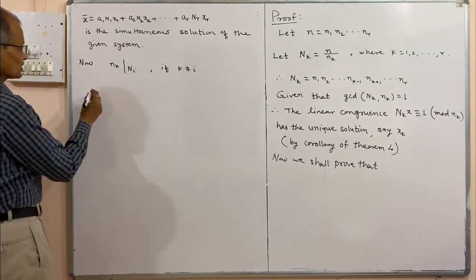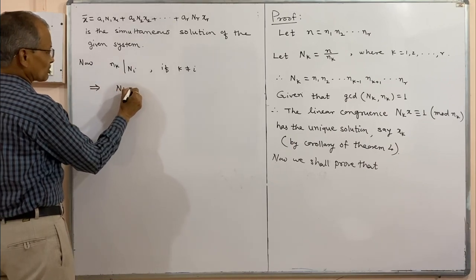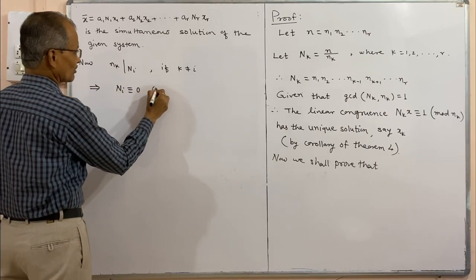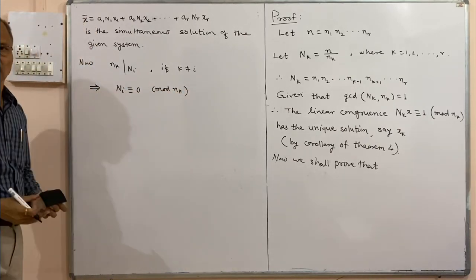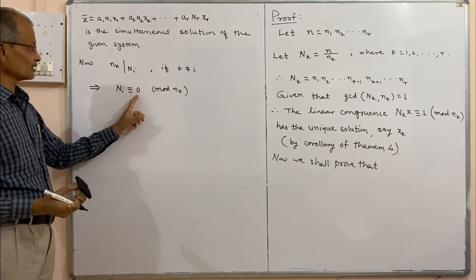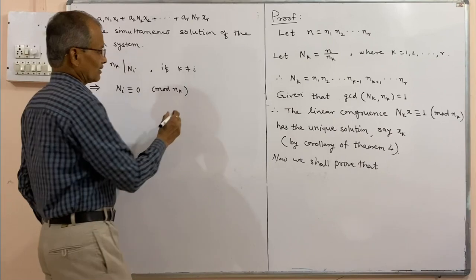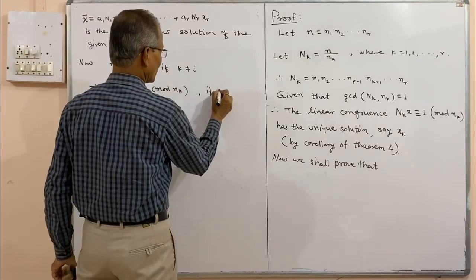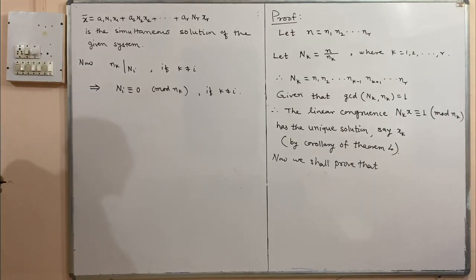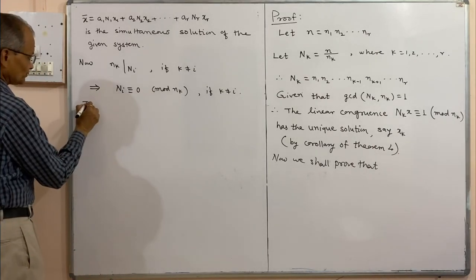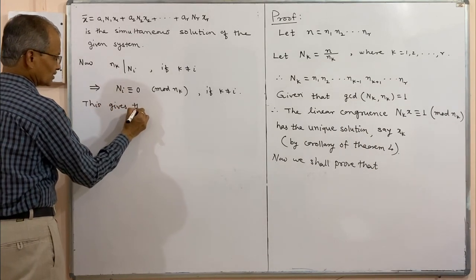So this is the meaning of the relation. And this implies Ni is congruent to 0 modulo nk. By definition, see, nk divides the difference of these two. Ni minus 0 means Ni. And this is if k is not equal to r. And this implies the result. This gives the result.